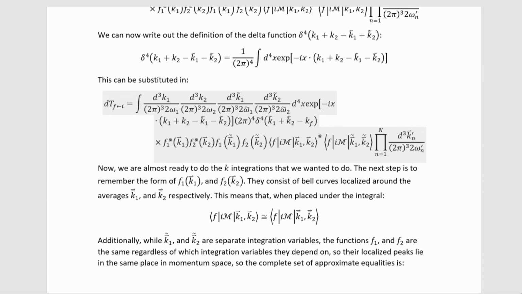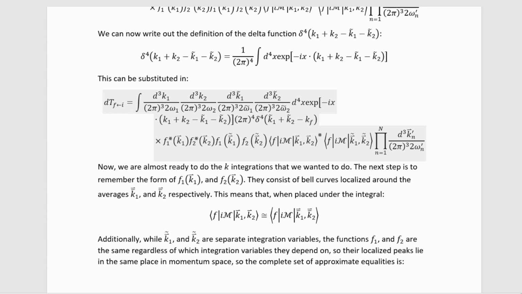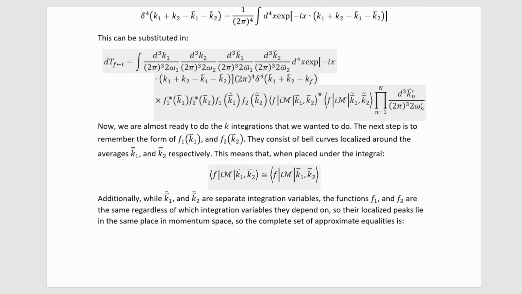So what can we do about that? Well, we need to remember the form of these two factors. They consist of bell curves localized around the averages, which I'll denote with bars. This means that when placed under the integral, this is actually approximately just equal to that, because it'll basically zero the integrand out anywhere except right at the spike. It's very similar to a delta function.